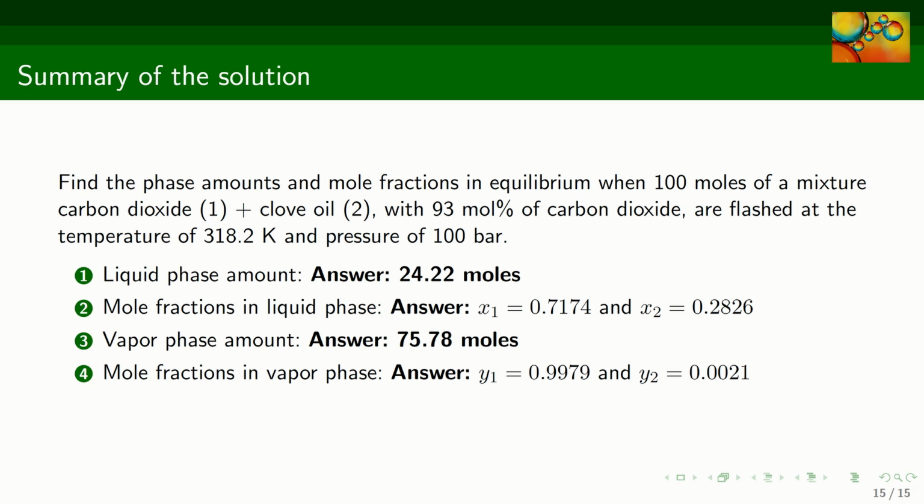This concludes our presentation, in which we solved an isothermal flash problem, that is, a flash problem with specifications of temperature, pressure, and component amounts using Gibbs energy minimization.